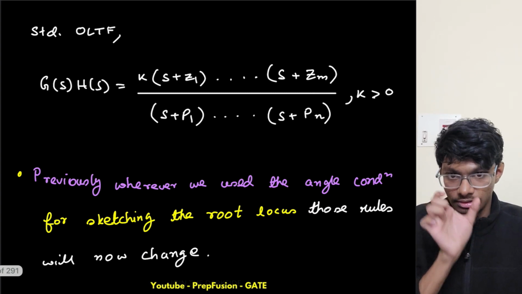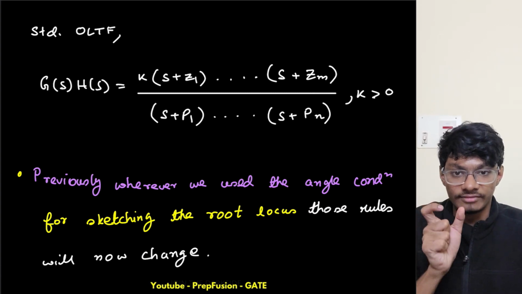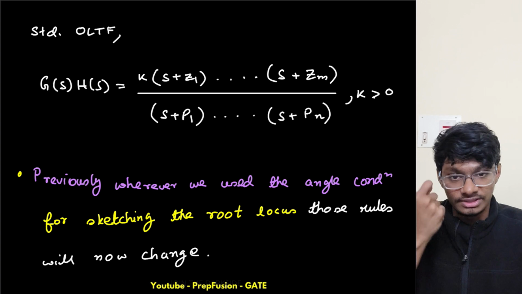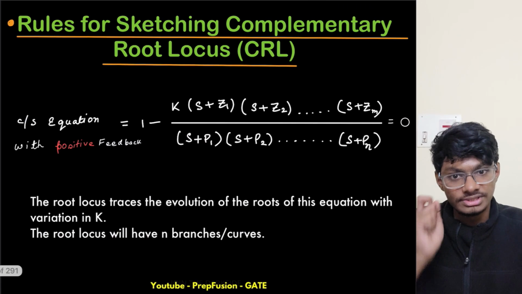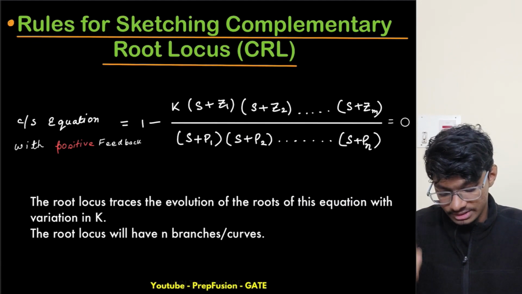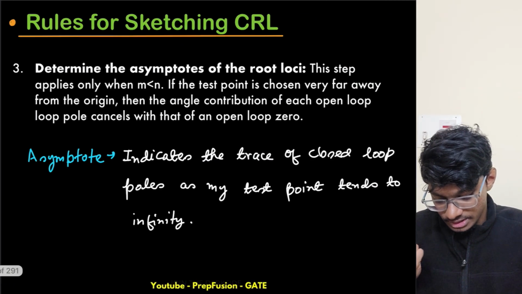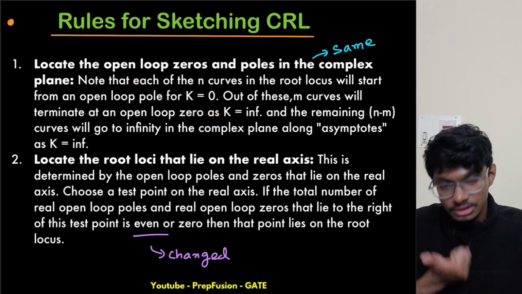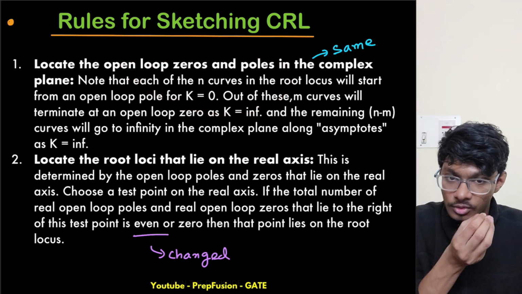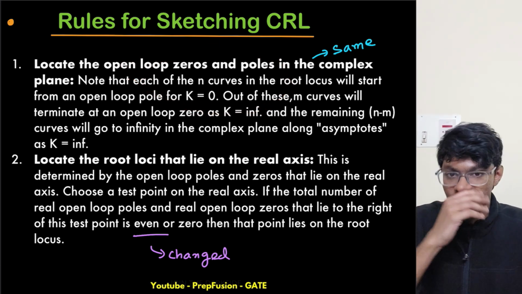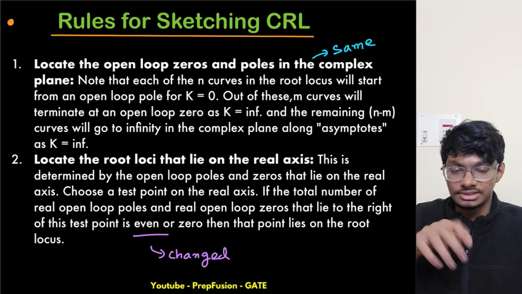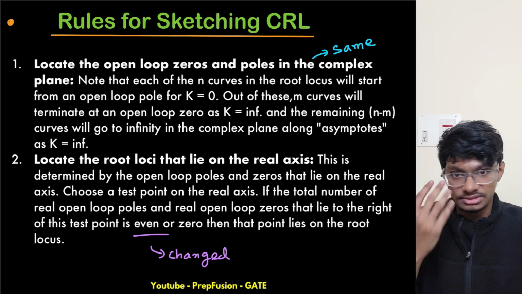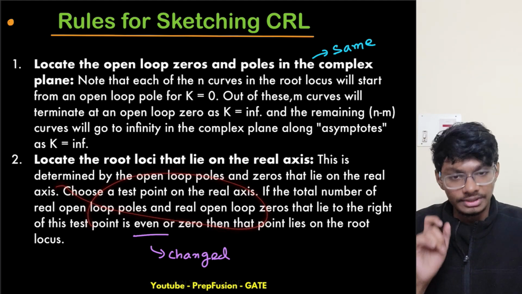So wherever, for sketching the root locus, the rules that I have used the angle condition to prove, there the rules will change. Instead of 180, I will write 360. So this will remain the same: the root locus will start from open loop poles and end at open loop zeros. Even if you make k tend to 0 or k tend to infinity, that minus sign doesn't make any difference. But here it will make a difference.